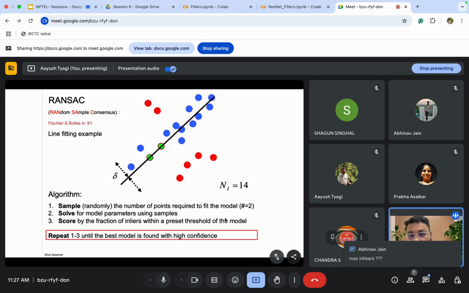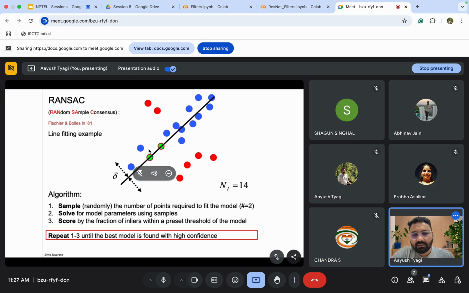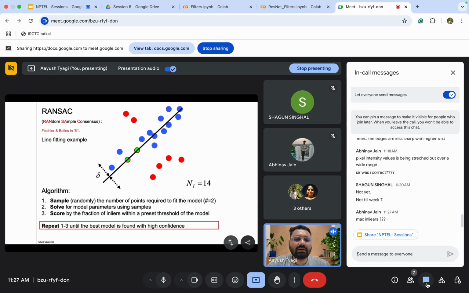Suppose you have a threshold of delta on both sides. The inliers are these blue points, and these red points are your outliers, because this is some sort of a margin which we are tolerating. So delta is the margin which we will tolerate on both sides.